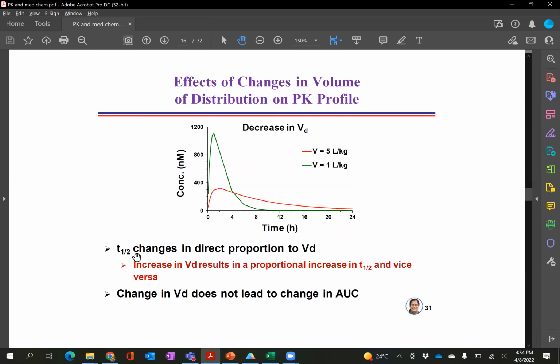T-half changes in direct proportion to volume distribution, but a change in volume distribution does not lead to a change in AUC. But for clearance, when you change clearance, you change both half-life and AUC. But for volume distribution, you only change the half-life, you don't really change the AUC.